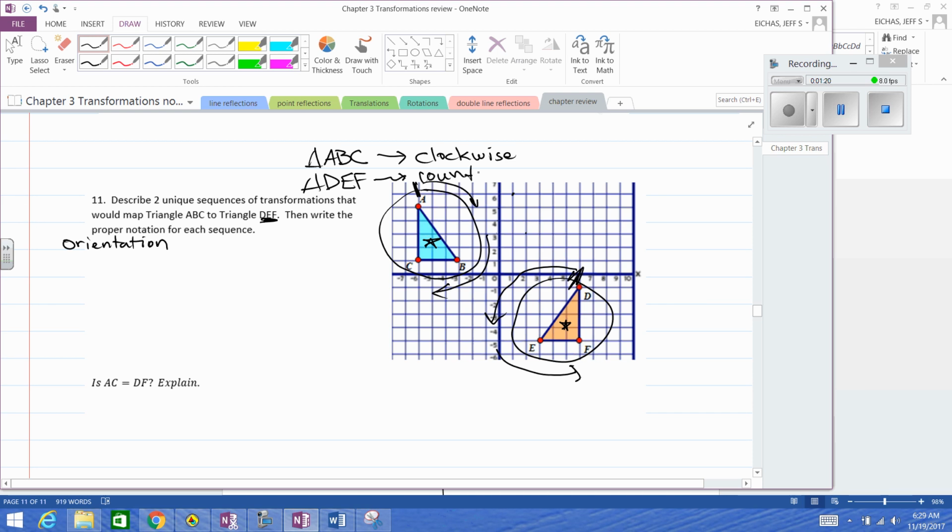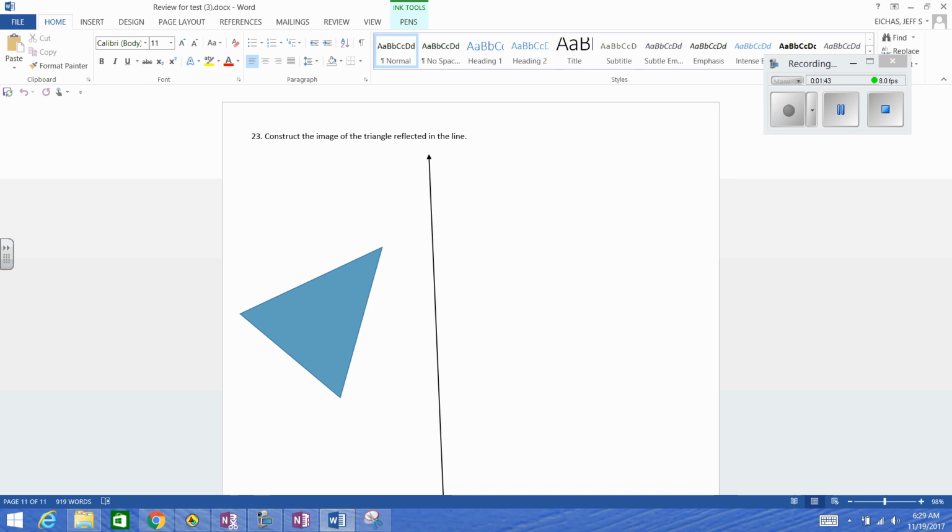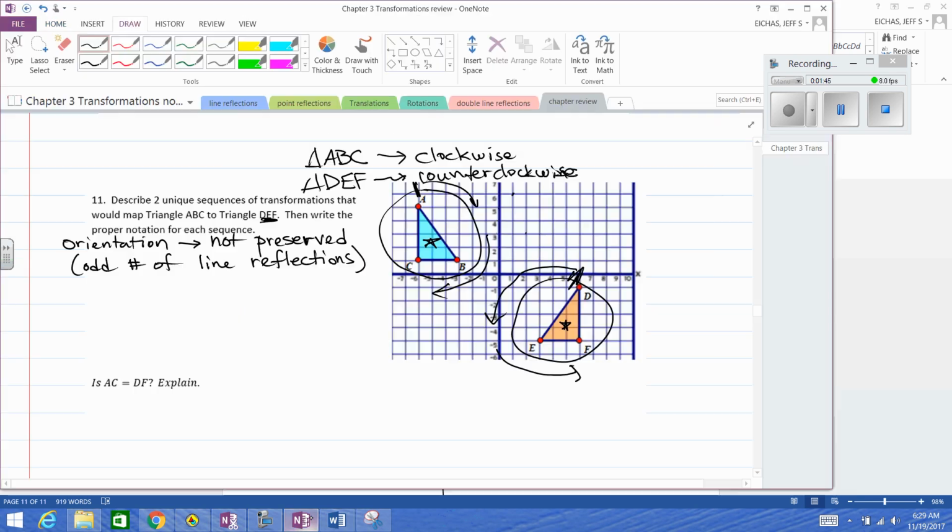So what happened? It was not preserved. Here's what that tells us. We need an odd number of line reflections to do this then. Okay, so 1 line reflection, 3 line reflections, 5 line reflections, whatever it's going to take to reverse the orientation.